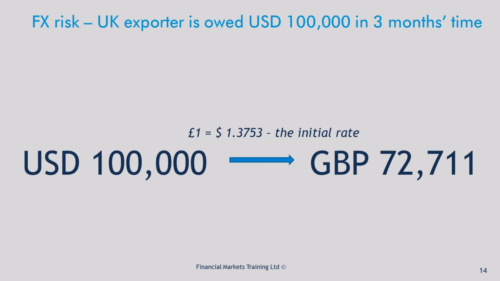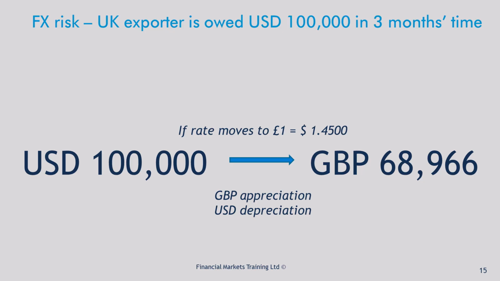Suppose we have a UK exporter who has sold a product or service to the US and is owed $100,000. They have issued an invoice which they have marked as being payable in 3 months. Let us start off by saying that at the current rate of exchange, that is $1.3753 to the pound, the $100,000 receivable is worth £72,711.